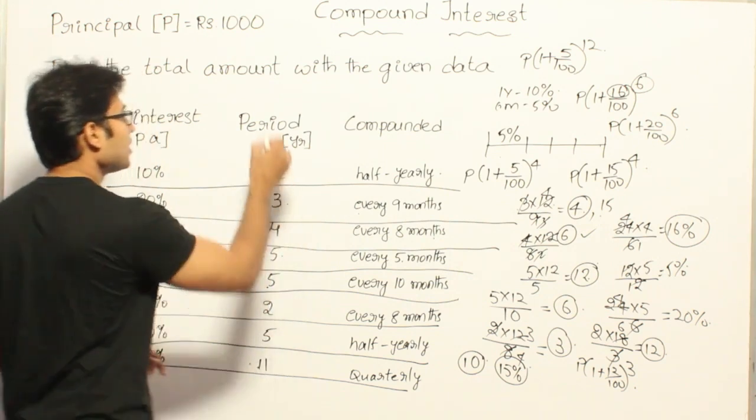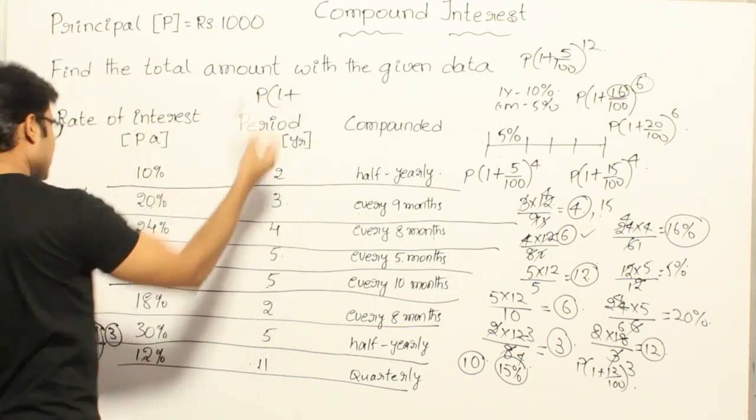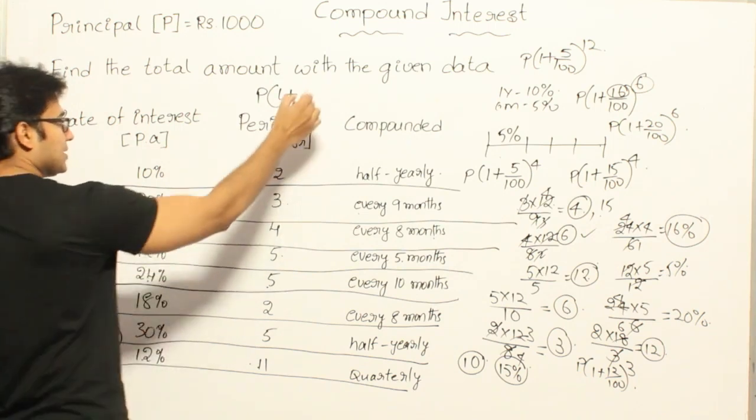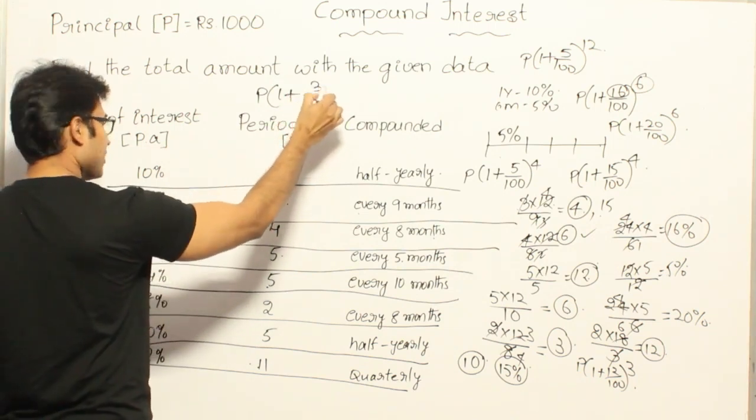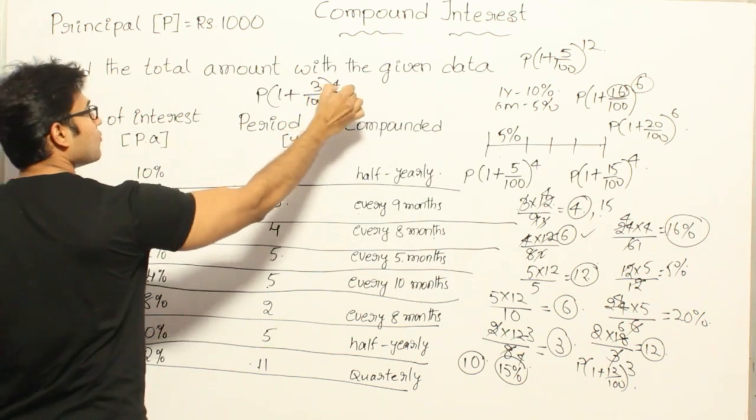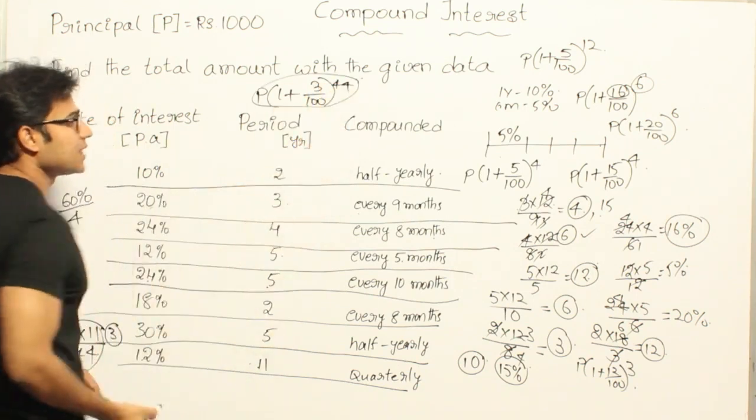Then what is the answer? P into 1 plus, what is the rate of interest? 3 per slot. 3 by 100 whole power 44. Got it? So this is the answer for the last one.